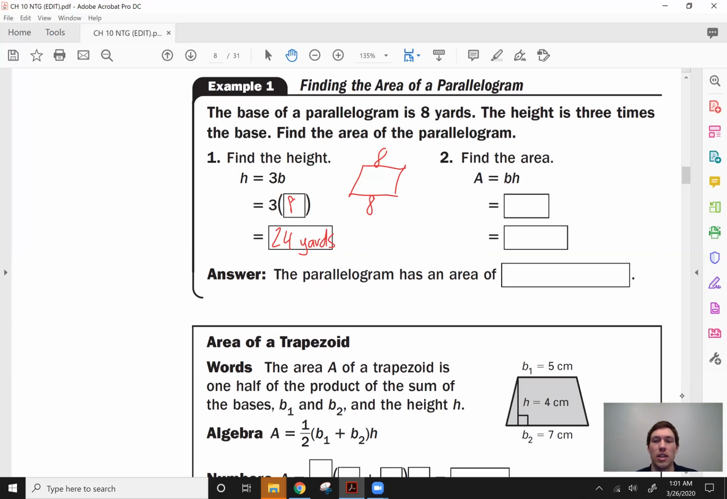Now let's find the actual area. So if the height, which obviously this isn't drawn to scale, is 24, I'm going to take area equals 8 times 24, which is going to be 192 yards squared. So the parallelogram has an area of 192 square yards.